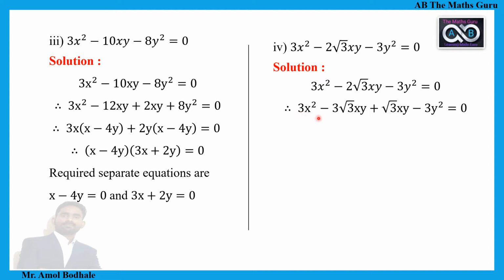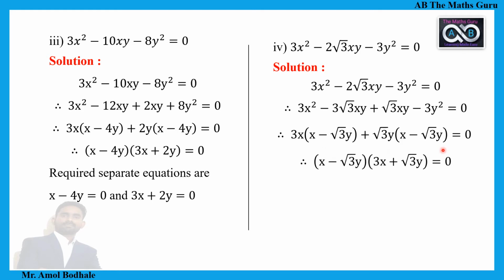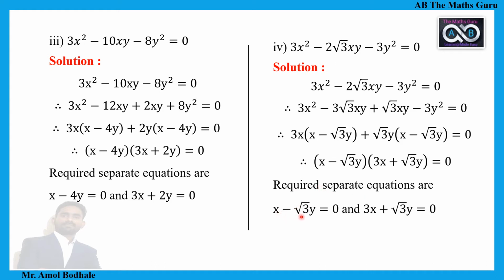So here, common from the first two terms, which are 3x and ..., in bracket we get x minus root 3y. Here, common from these two terms is root 3y. So we get x minus root 3y in bracket. Again, from the first term and second term we have common x minus root 3y. So we get (x minus root 3y) into (3x plus root 3y) equal to 0. Therefore we get the required separate equations, which are x minus root 3y equal to 0 and 3x plus root 3y equal to 0.